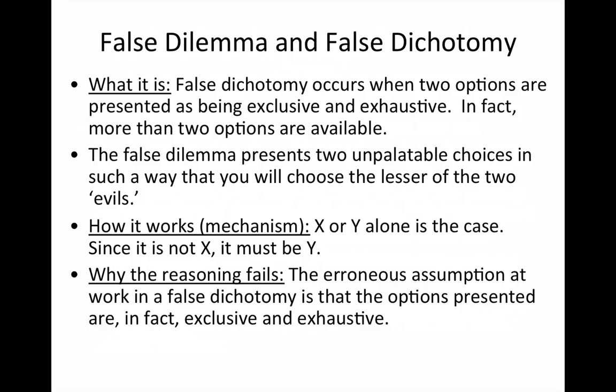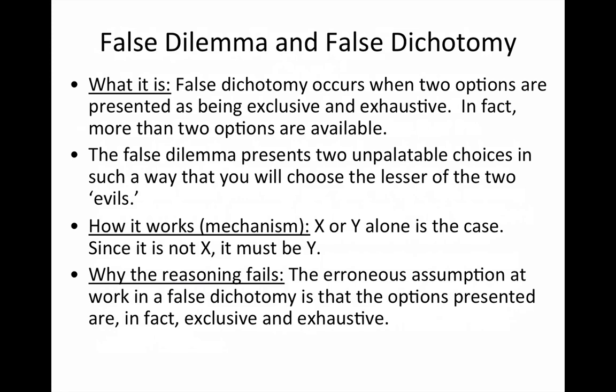Let's move on to two related fallacies, false dilemma and false dichotomy. The latter, false dichotomy, occurs when someone presents two options as being exclusive and exhaustive, and you're meant to choose one of those as an inference. But the problem is that more than two options are available.